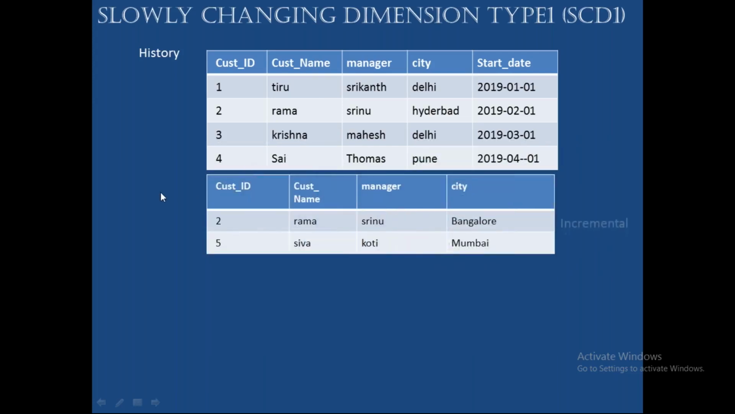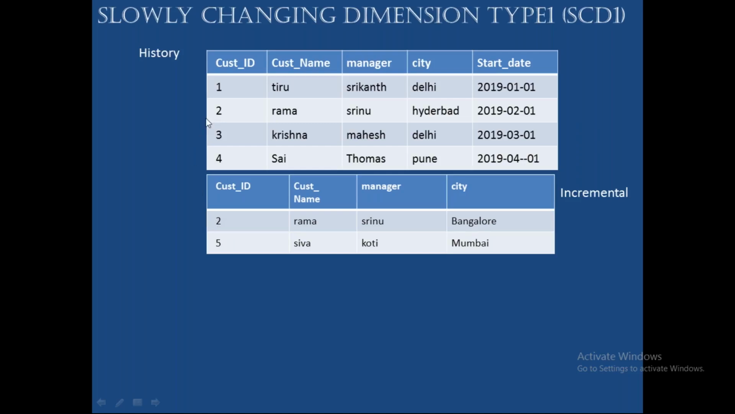Next, if you go to the incremental, what happens is somebody went to the bank, or to some website, and updated their details. The data I have in the current dimension table is this one, but the data I'm getting today has cust ID 2, cust name Rama, manager Srinu, and city Bangalore. If you look at the customer ID, is it matching or not? Yes.